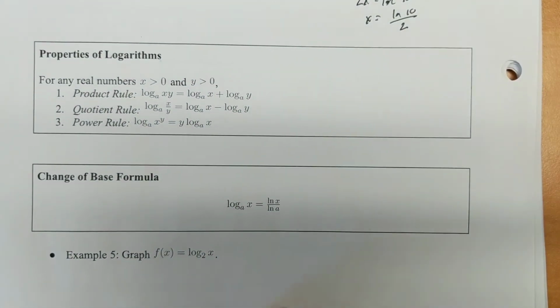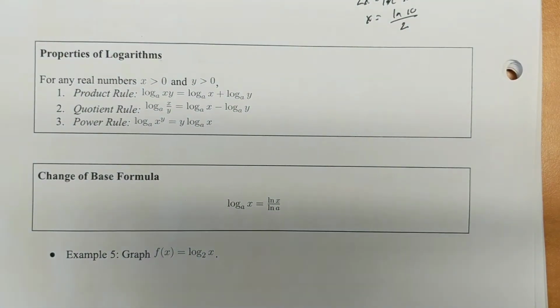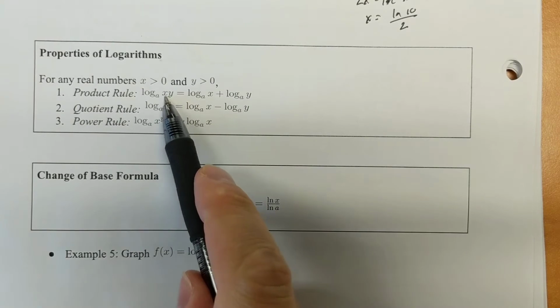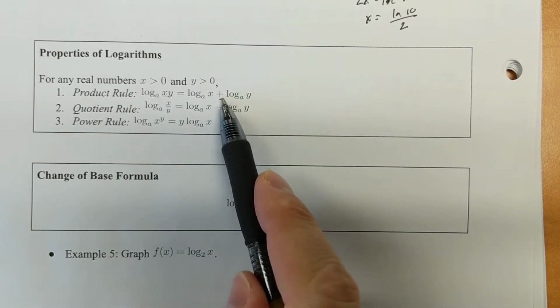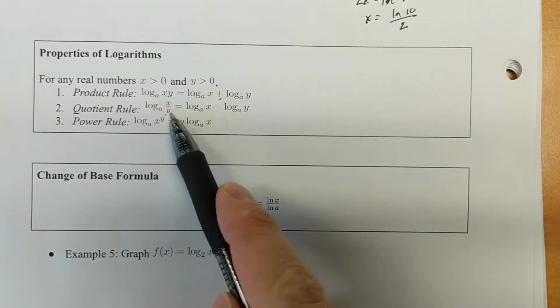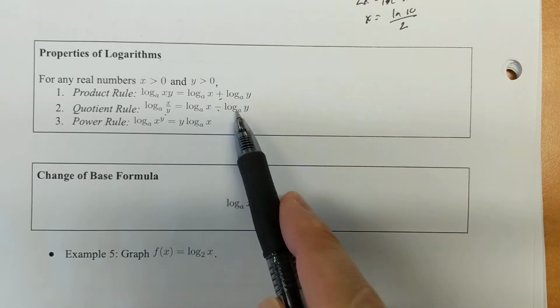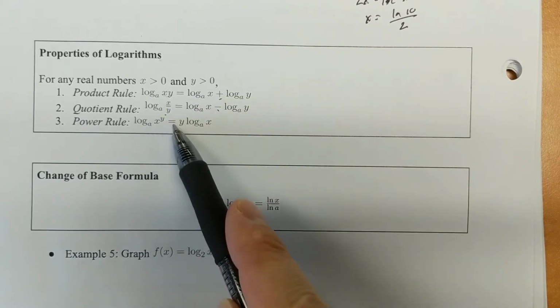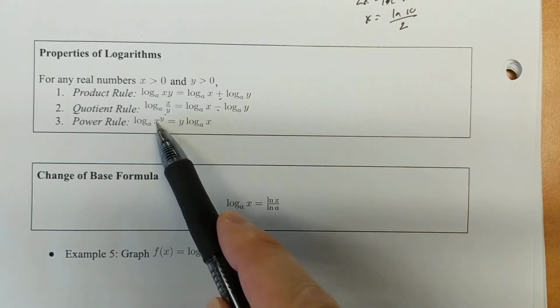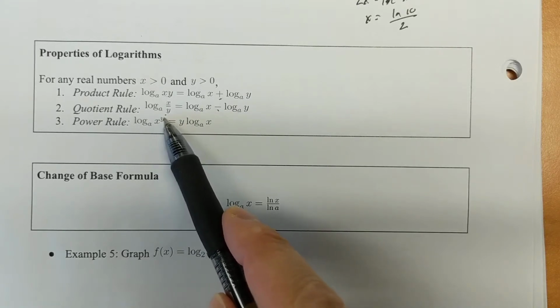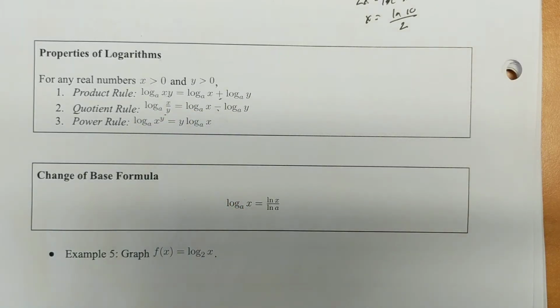Here you've got properties of logarithms. So you have the product rule. If you have two things that were being multiplied, you can separate them with addition, or reverse. If you have two things being divided, you separate with subtraction, or reverse. And then this is the power rule here, where if your number has an exponent on it and you do a log, the power comes out front.